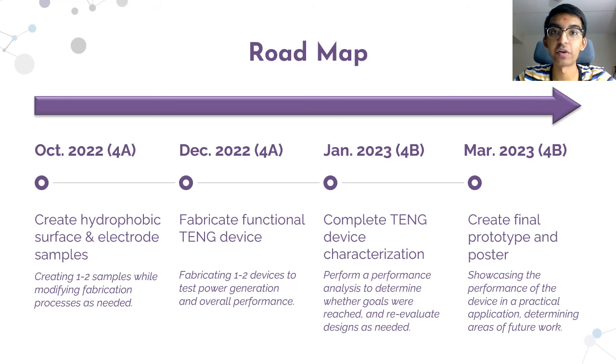Once we've fabricated our devices, we aim to complete the characterization of the devices in January of 2023 in our 4B term. Completing this characterization will allow us to conduct performance analysis to determine whether or not the goals we set for our device were reached. Based on this characterization, we'll reevaluate our designs as needed and refabricate devices if necessary.